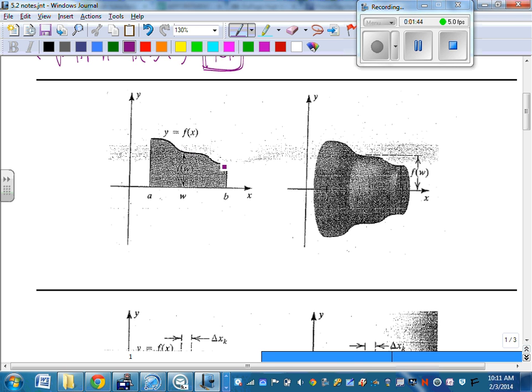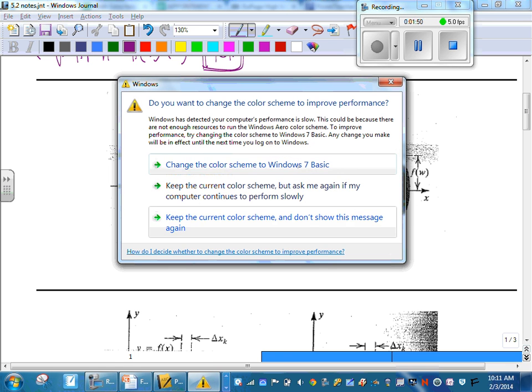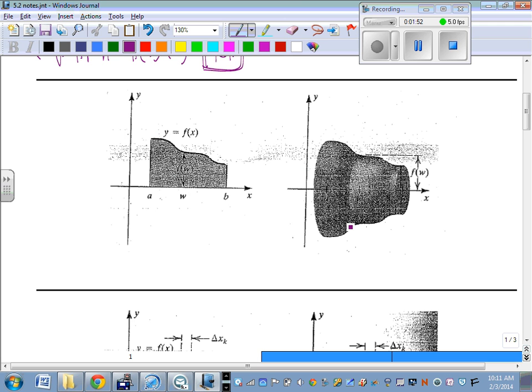Well, if we take that shape and spin it around the x-axis, we end up getting this bell-shaped graph. So we're looking at finding the volume of this kind of shape, or something that's revolved around an axis. So this volume is called a solid of revolution.